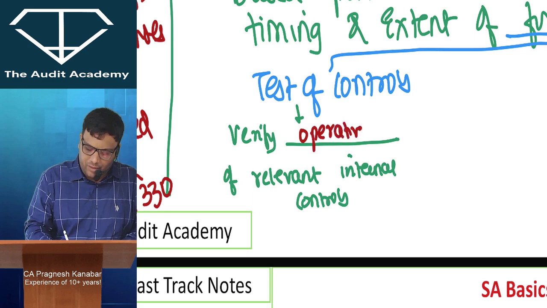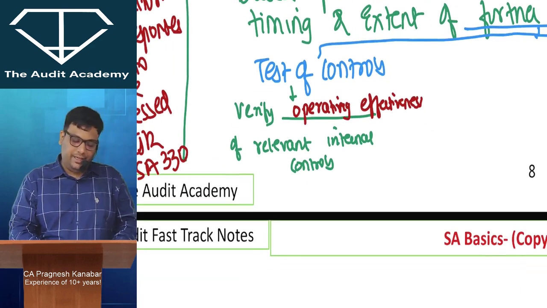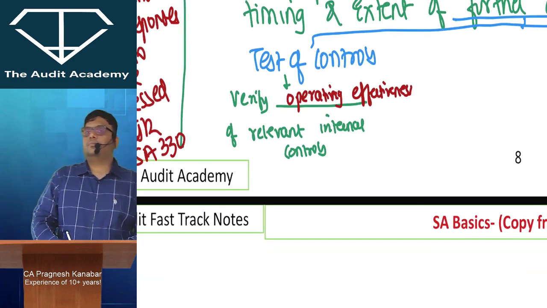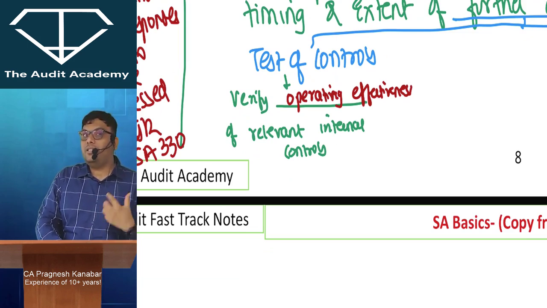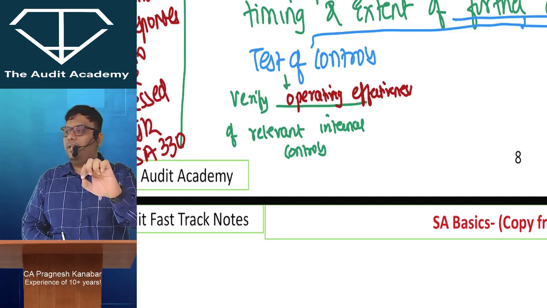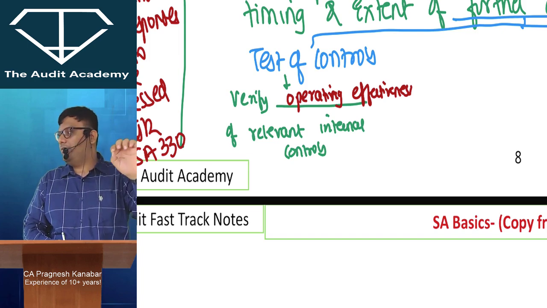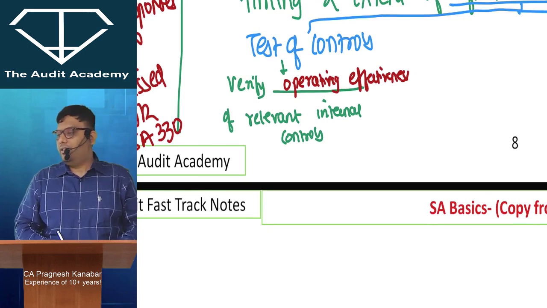Whenever you talk about internal controls, always use the word operating effectiveness. You may have used this word at inter-CA level. Currently, it is about understanding practically. Today, the biggest learning that you have taken from the lecture is that it is not a theory subject. Verifying operating effectiveness of relevant internal controls.